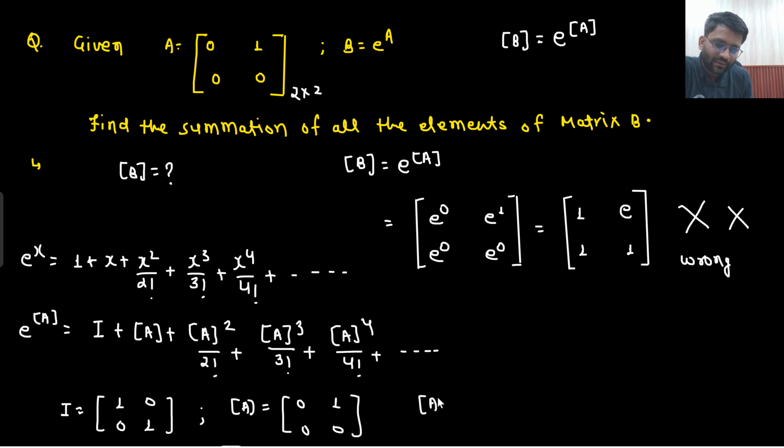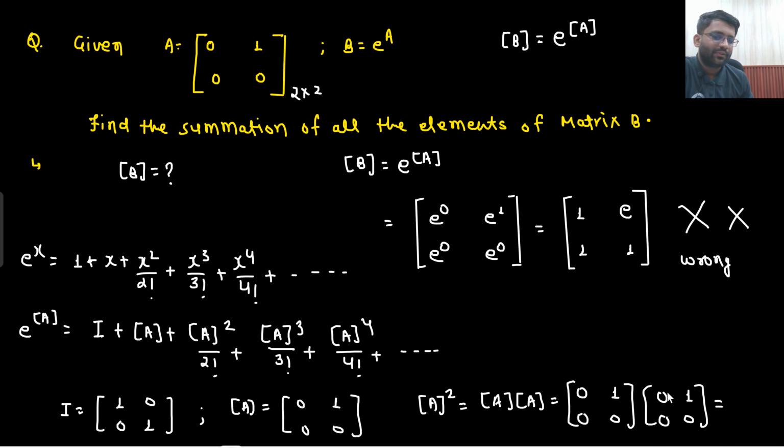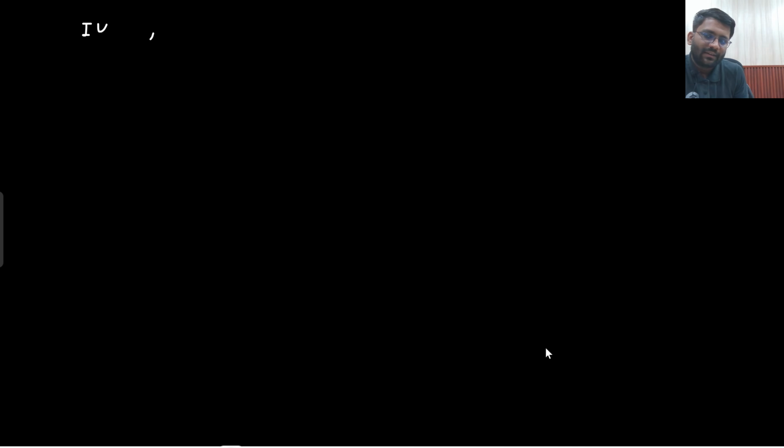Can I find out A square? What will be A square? 0 square, 1 square, 0 square, 0 square? No. Matrix A square is matrix A multiplied with A. What is matrix A? 0 1 0 0 multiplied with 0 1 0 0. What are you getting? 0 multiplied with 0 is 0, 1 multiplied with 0 is 0, 0 multiplied with 1 is 0, 1 multiplied with 0 is 0, so all zeros. So what have you seen? The identity matrix was as it is, A was as it is. Then you got A square, which is coming out to be 0.